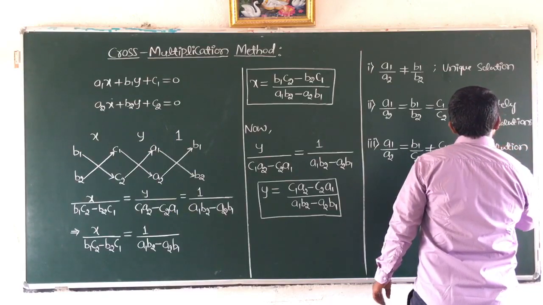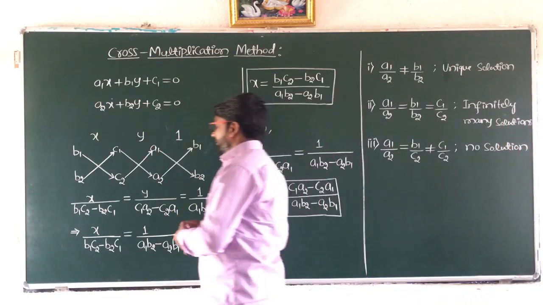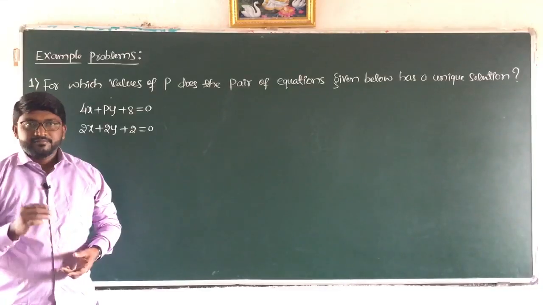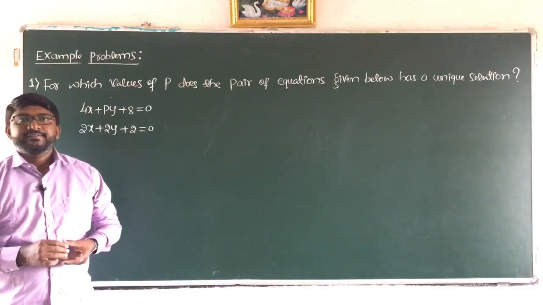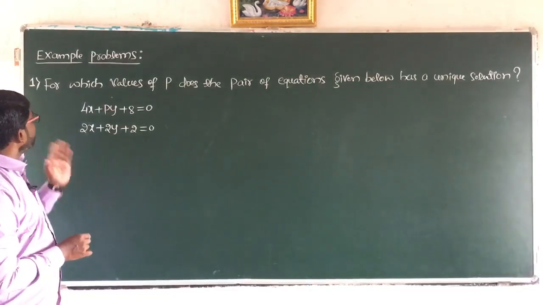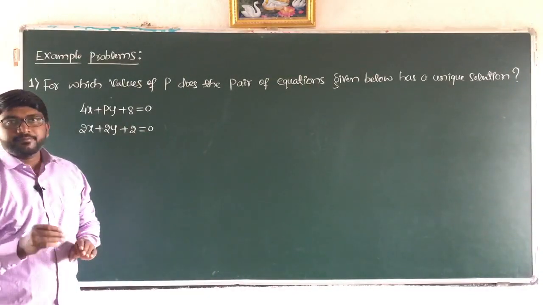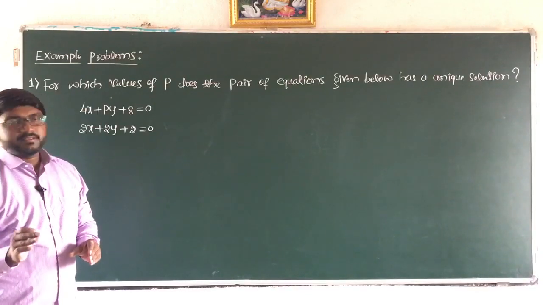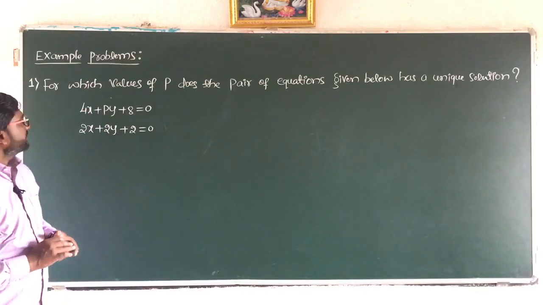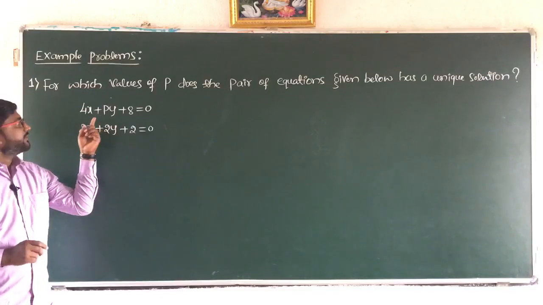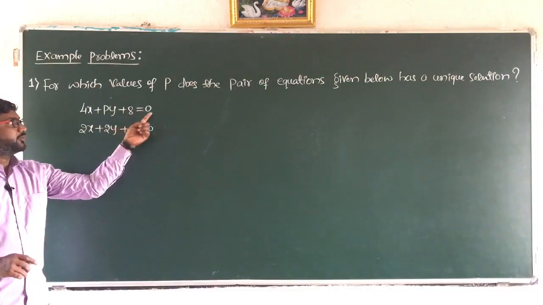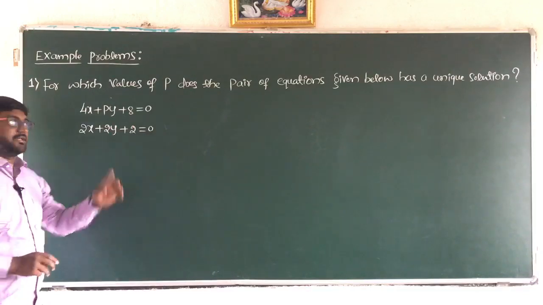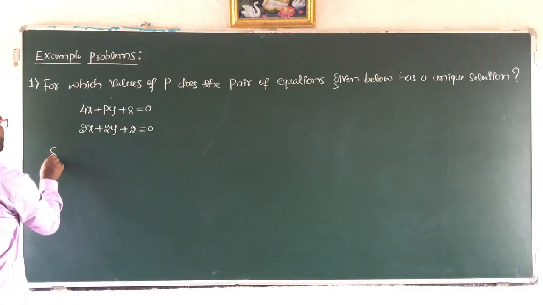So this is the introduction of the cross multiplication method. Next we will solve a few problems. Let us solve some important example problems. The question is: for which values of p does the pair of equations given below have a unique solution? The given pair of equations is 4x plus py plus 8 equals 0, then 2x plus 2y plus 2 equals 0. Here we will go for the solution.